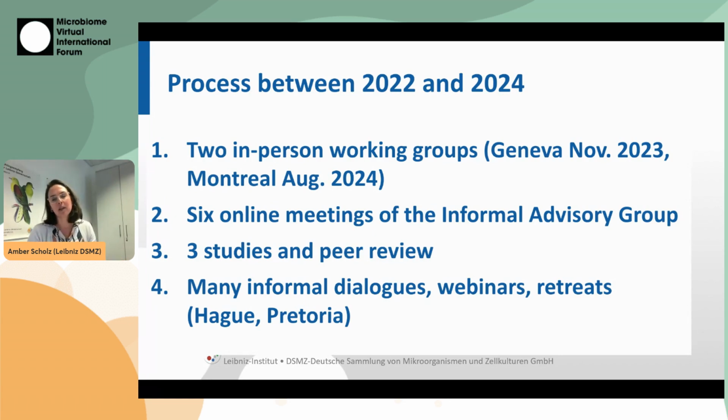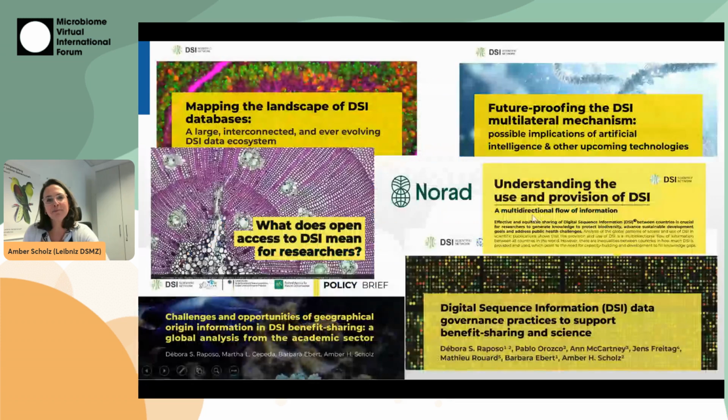A number of us were involved in the CBD's informal advisory group, in which parties, negotiators, as well as certain stakeholder groups, including academia, were represented. There were 3 studies done, peer reviews, lots of informal dialogues, webinars, retreats, etc. And in parallel to that, the DSI Scientific Network produced a number of knowledge products as part of the informal process, with a lot of funding from NORAD, the Norwegian Development Agency, in partnership with the Meridian Institute, as well as a number of additional projects led by different members.